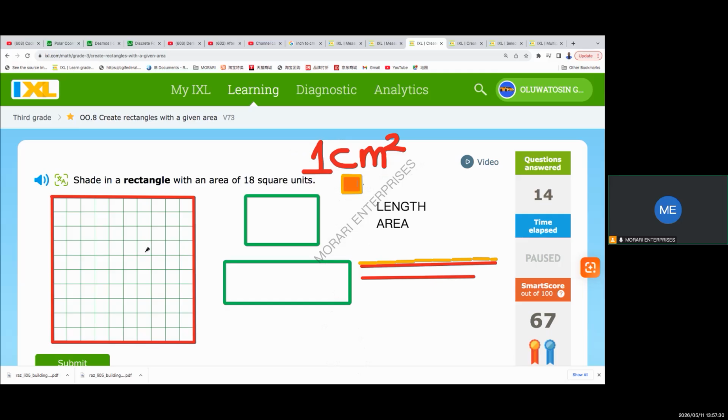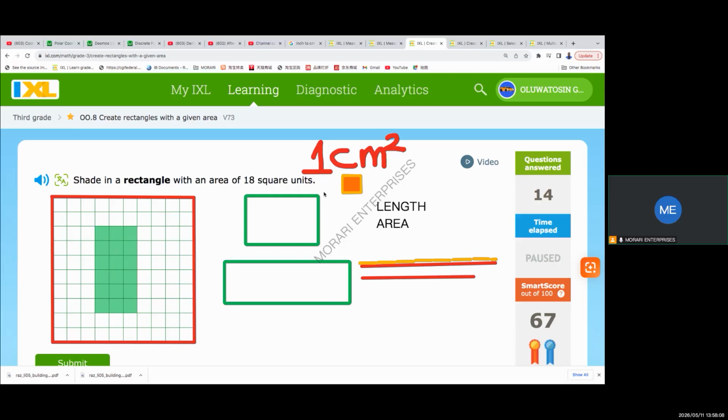And to do that, we will do it as such. They're asking us to shade in the rectangle with an area of 18 square units. So if I just pick here, I shade 18 square units. Okay. So you see, this is a square, a square, a square, like that. If we count them, we have 18 squares. So that is how we measure area, by using squares.